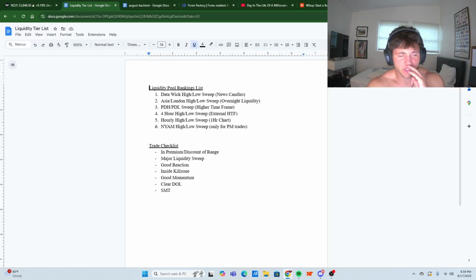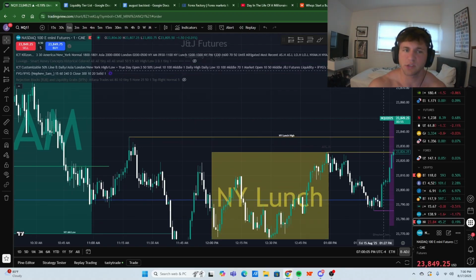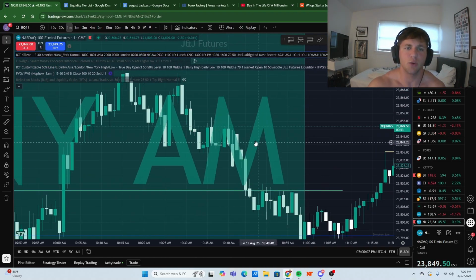Setup. So first things first, I'm always going to be looking at different liquidity pools. And what do I mean by that? I mean, this is pretty simple stuff. Liquidity are swing highs or swing lows. So we go on the 1 minute chart. You know what a swing high is going to be.